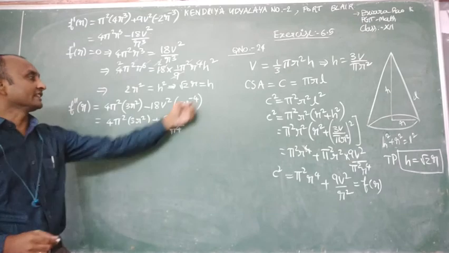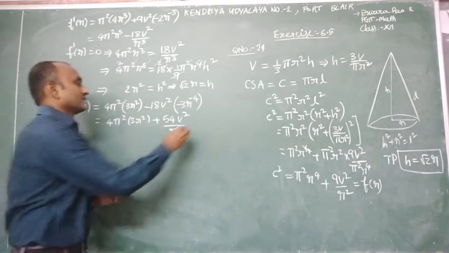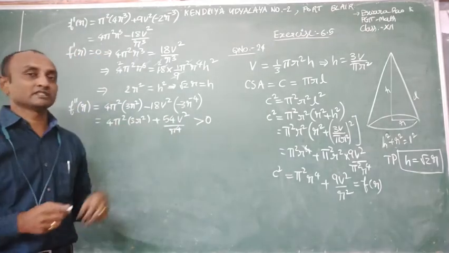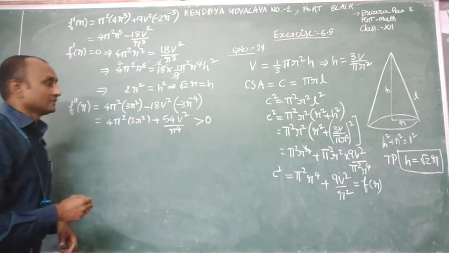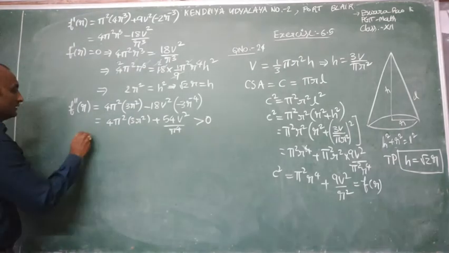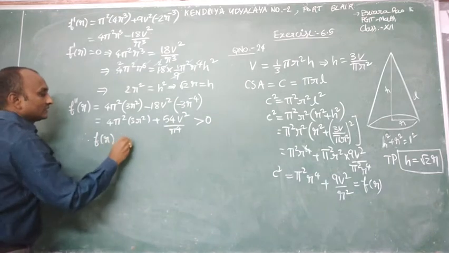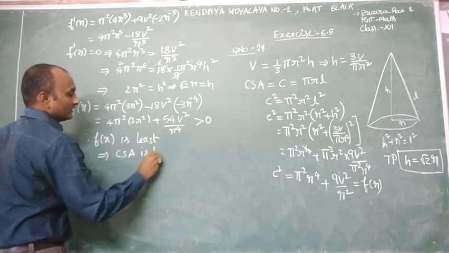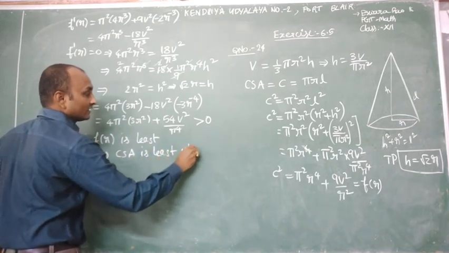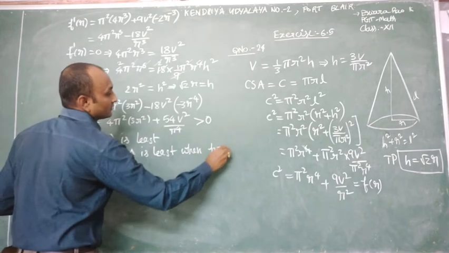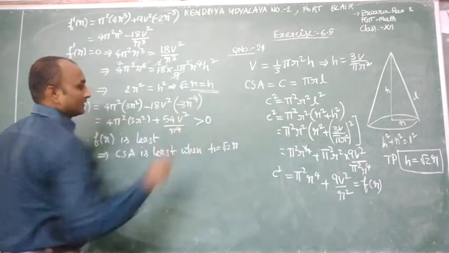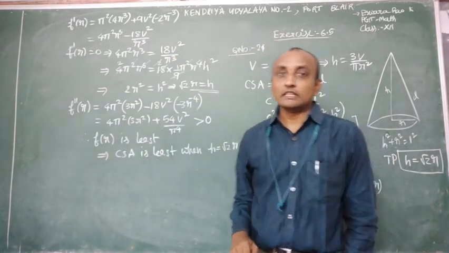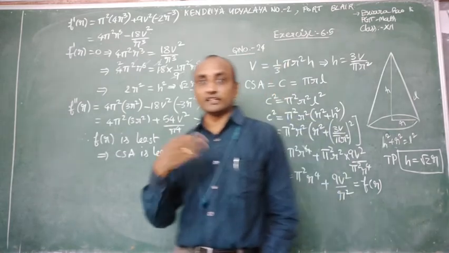Without substituting the critical point, you can say this is greater than 0, because these are all non-negative quantities and there is no negatives here. So directly you can state second derivative is greater than 0, so that f of r is least. That means CSA is least. When it is possible, what is the critical point we got? H is equal to root 2 times r. Here it is the critical point. Hence proved. Understand? Okay, this question in other ways, alternate way.